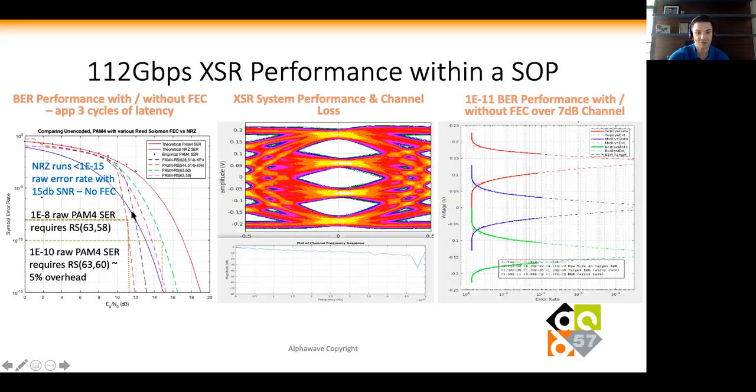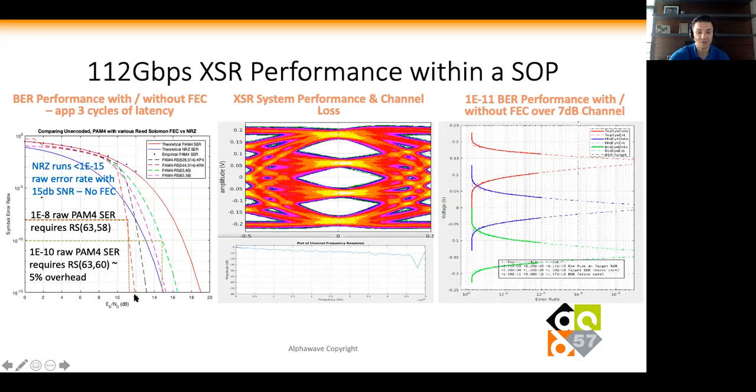And this blue curve shows that for an equivalent NRZ signal with an equivalent SNR, the raw error rate would be 1e-15. Well, for typical die-to-die, the raw error rate of a PAM4 signal at these low losses is on the order of 1e-10.